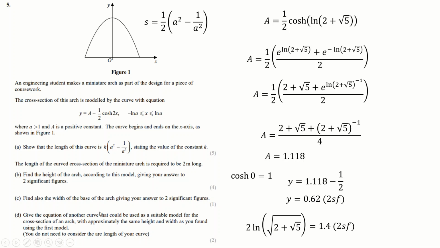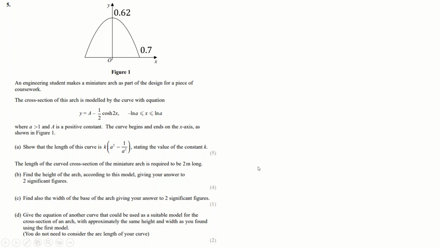Good. Give the equation of another curve that could be suitable, where the only conditions they want is that we have the same height, or approximately the same height apparently, and the same width. So I'm going to model it with a parabola, and I'm going to say that parabola has to have y-intercept of this, and it has to have roots at 0.7 on either side, 0.7 and minus 0.7. That's where the approximately comes in, because I'm just rounding these numbers off.